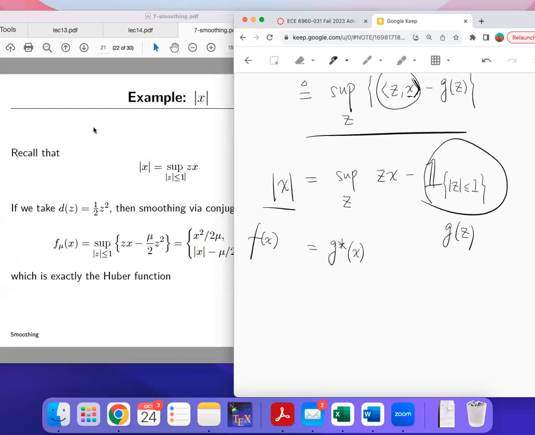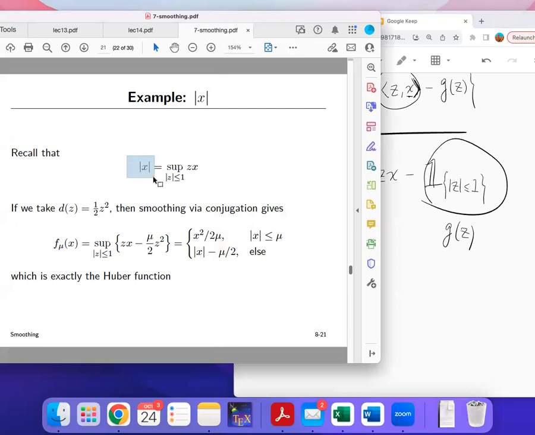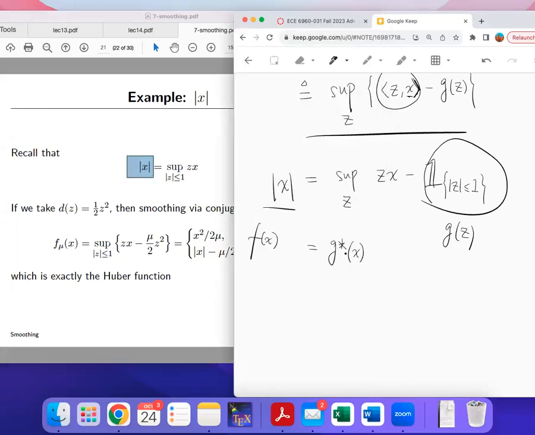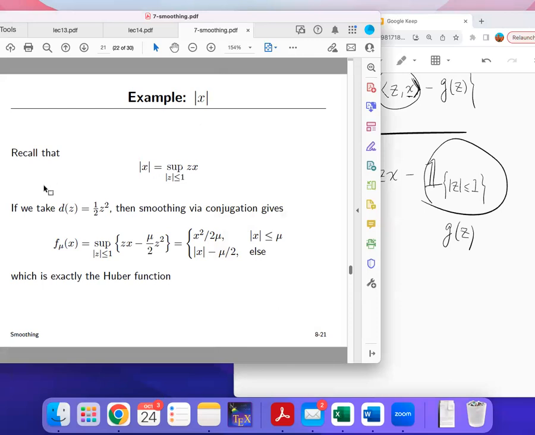Therefore, we observe that the absolute value function is essentially the conjugate of this indicator function. And then we can add a small perturbation to this conjugate form. This perturbation d of z we use is a very simple quadratic function. So we add a little bit of a quadratic function to this conjugation.